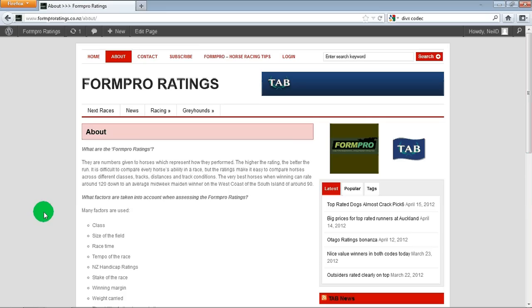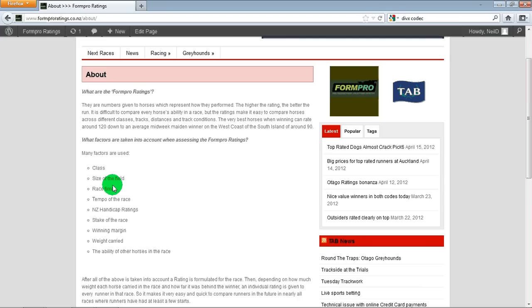These are the factors that I use to work out the rating of the race, or the actual rating of the winner. And then the horses that finish in behind have a calculation worked out based on how far they were behind the winner and the weight they carried. The class of the race obviously is really important. The size of the field, the race time compared to other race times on the day. Tempo of the race also can give you a lot of information about the performance of the field and how far they can go, etc.